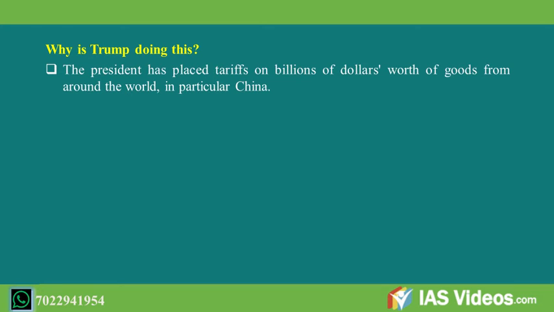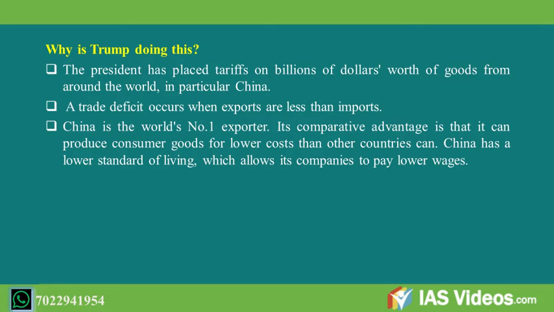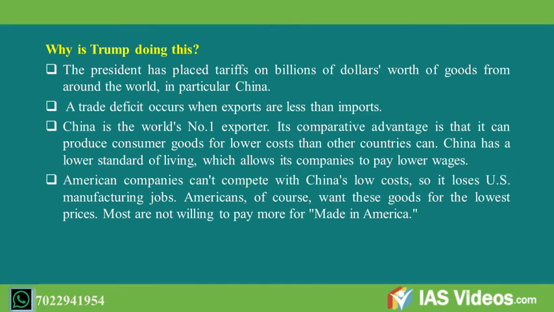Why is Trump doing this? The president has placed tariffs on billions of dollars worth of goods from around the world, in particular China. A trade deficit occurs when exports are less than imports. China is the world's number one exporter. Its comparative advantage is that it can produce consumer goods for lower cost than other countries can. China has a lower standard of living, which allows its companies to pay lower wages. American companies can't compete with China's low costs, so it loses US manufacturing jobs. Americans, of course, want these goods for the lowest prices. Most are not willing to pay more for Made in America.